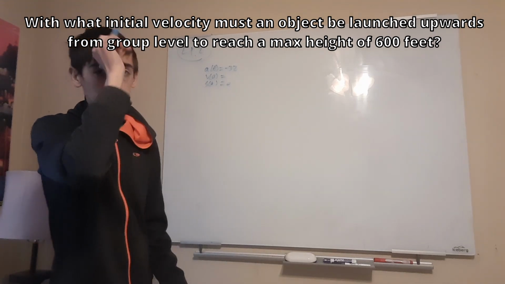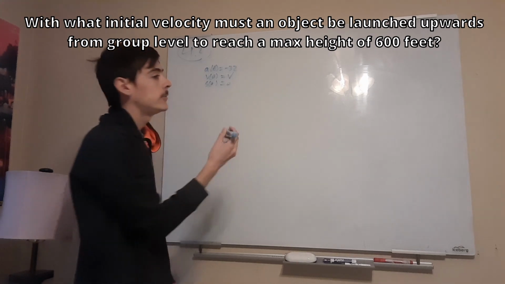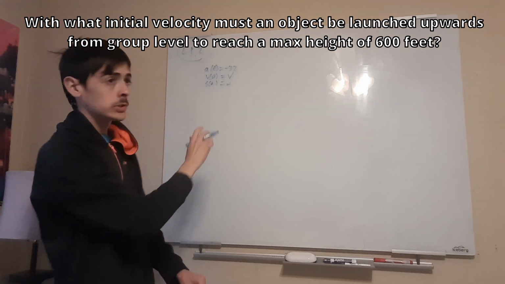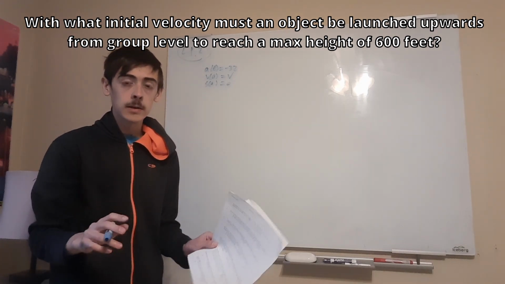So in this case, we're just going to call the initial velocity v of 0 equals v. V is going to be a constant. We just don't know what it is yet. But with this, we're going to proceed as normal here. And we're going to hit a point where we're stuck. But there is more information.